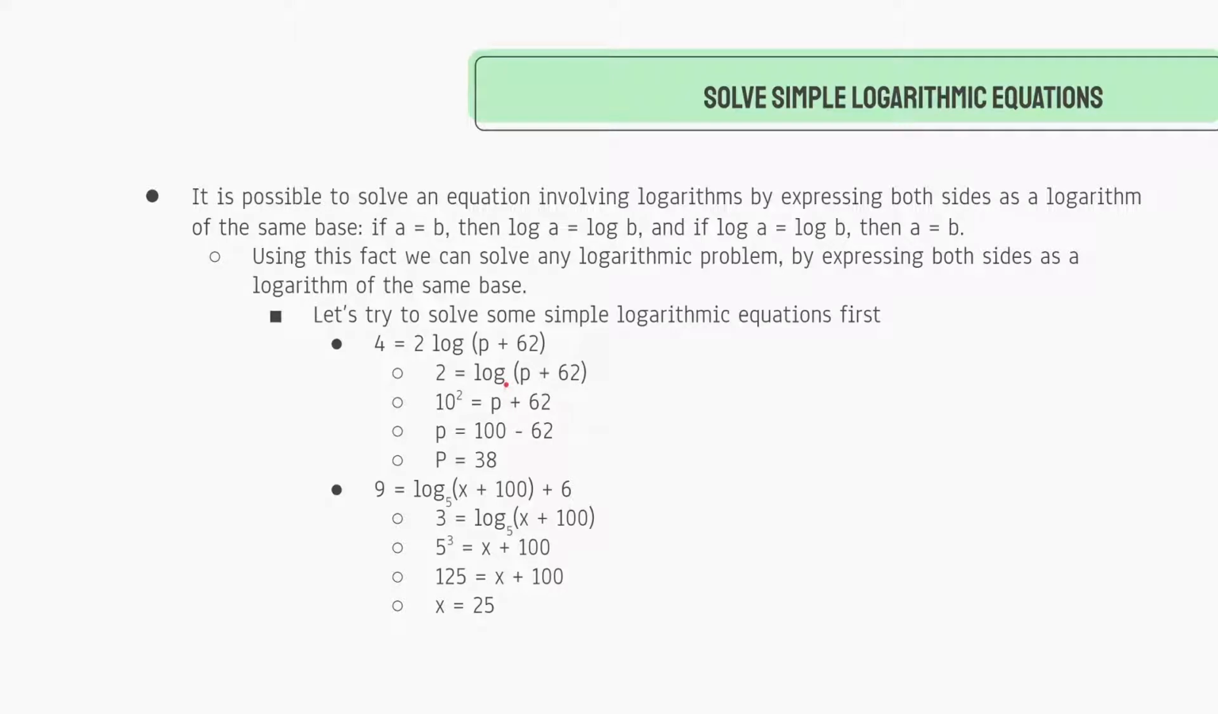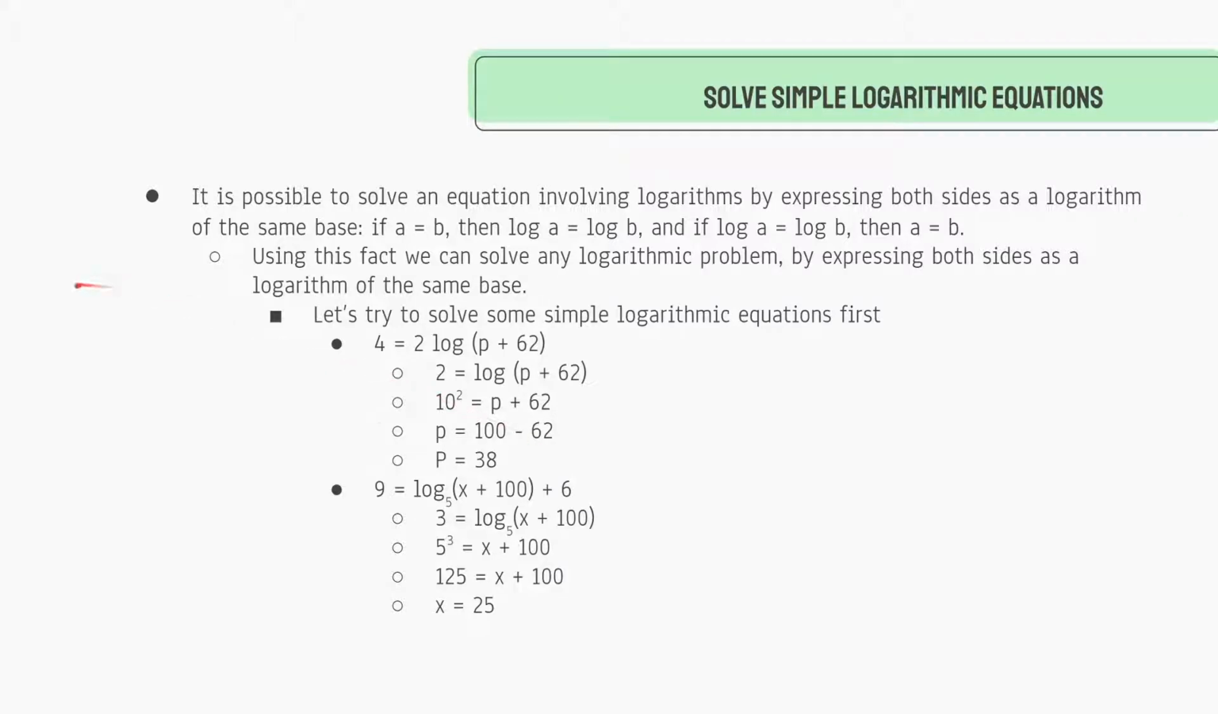Our base here is 10, because we know this is our common logarithm. So the base is 10, our exponent has to be 2, and our answer is the things that were in the brackets. Therefore, we got 10 squared equals p plus 62. 10 squared is 100. Isolating for p would be 100 minus 62, so p equals 100 minus 62. That's simple arithmetic, and so we found out that p equals 38.